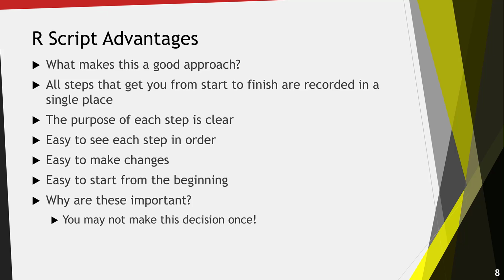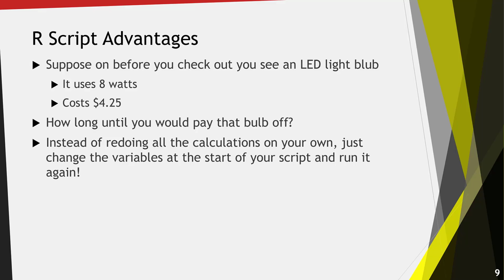Now, why is all of this important? You might not make every decision just once. And in fact, most decisions are made over and over and over again. So in this case, let's say you run this calculation. You decided you were going to buy the compact fluorescent light bulb, but then right before you check out, you see that there's an LED light bulb for sale. This only uses 8 watts of electricity, but it's more expensive. It costs $4.25. How long until you pay off that light bulb?